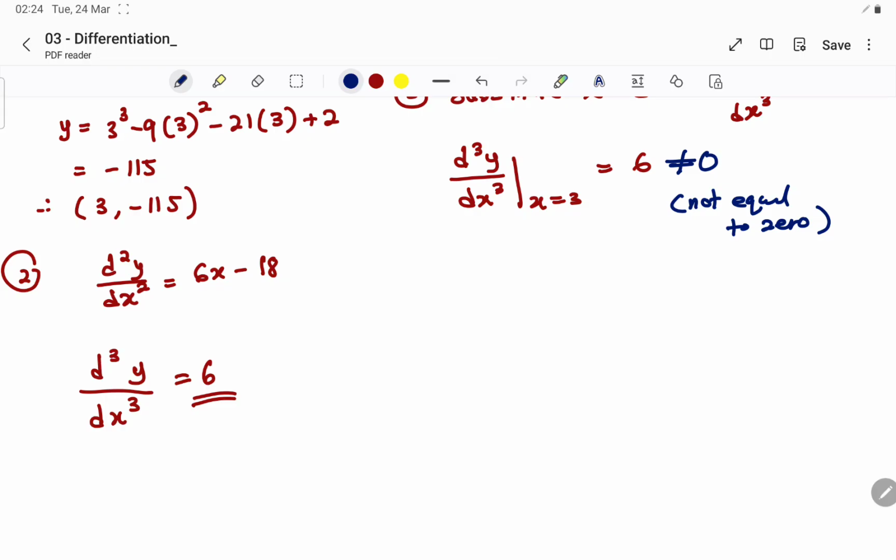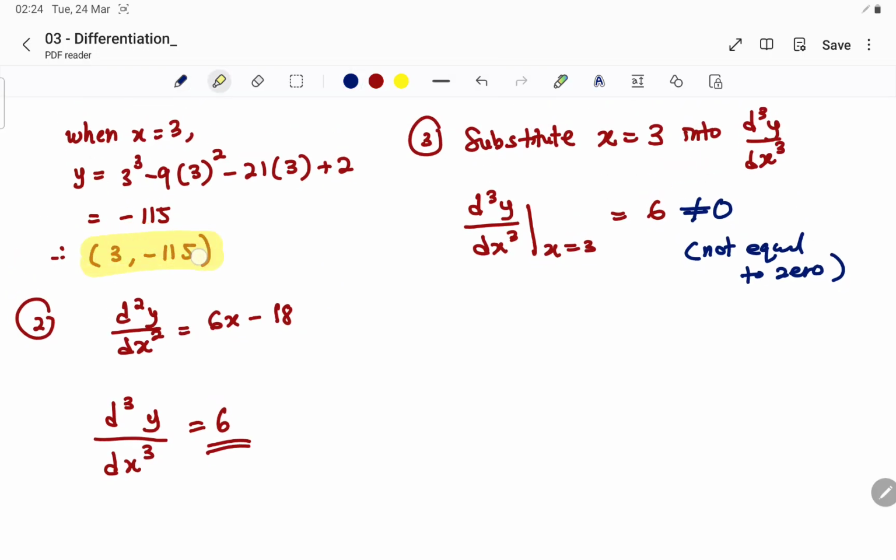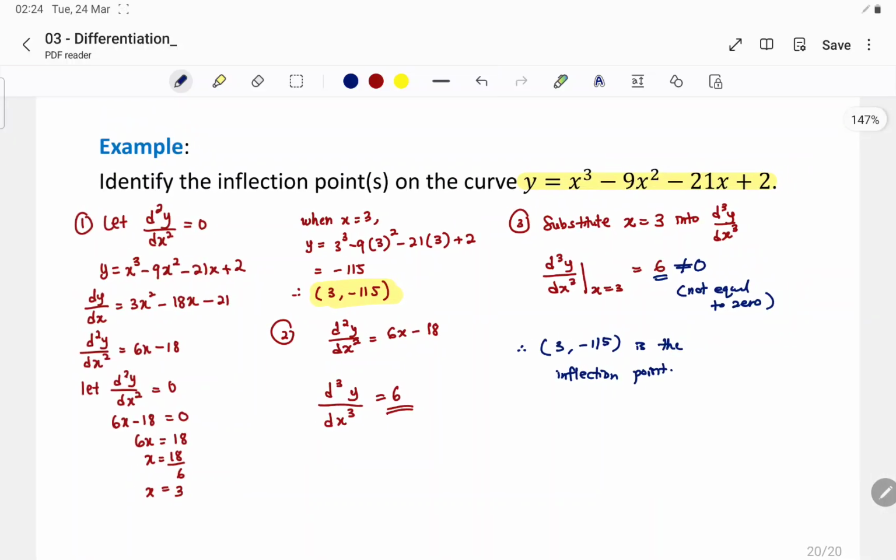So since it is not equal to 0, the point, which point? This point, 3 and negative 115, is the inflection point. Okay, so in the future, if you have another question and here you got equal to 0, by right, that point that you got from that question is not an inflection point. But for this question, we got not equal to 0, so it is an inflection point.